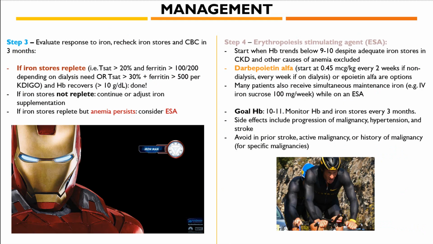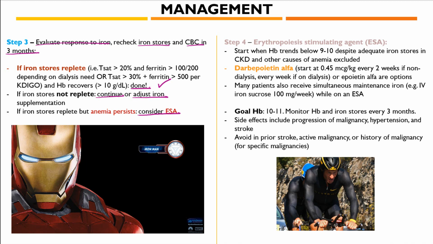So now once you start supplementing iron, you can recheck their iron stores and CBC in 3 months. And there's a few possibilities here. If the iron stores become replete and hemoglobin recovers, great, you're done. But if the iron stores are not replete according to the cutoffs I specified for non-dialysis and dialysis patients in the previous slide, then you either continue the iron or you adjust the regimen. For instance, changing oral to IV, increasing the dose, excluding iron losses, and so on. And finally, if your iron stores are replete but your hemoglobin is still low, that's when you consider an ESA.